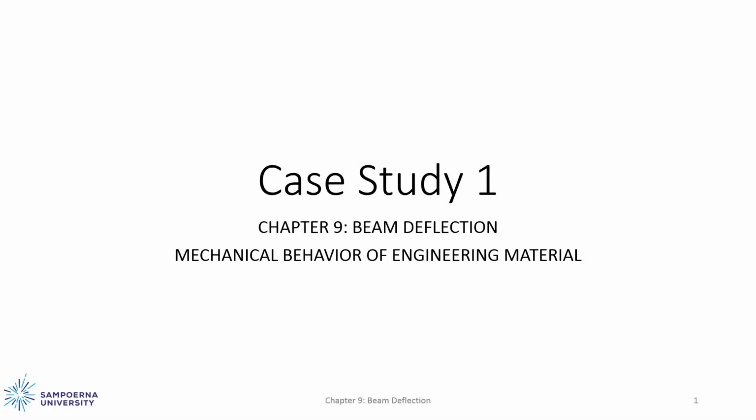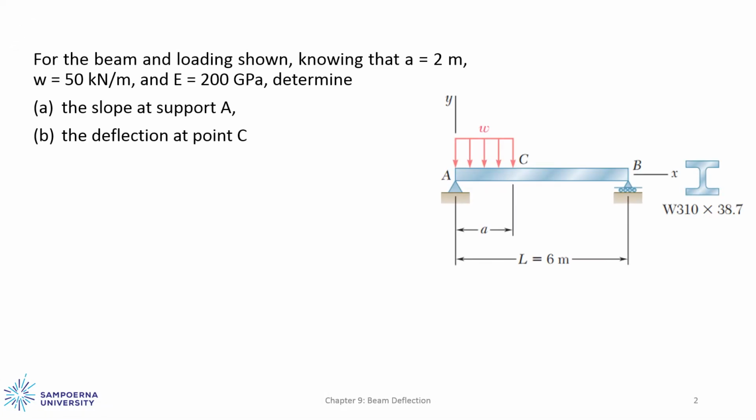Chapter 9, Case Study 1. For the beam and loading shown, knowing that a is equal to 2 meters, w is equal to 50 kilonewton per meter, and E is equal to 200 gigapascal, determine A, the slope at support A, and B, the deflection at point C.